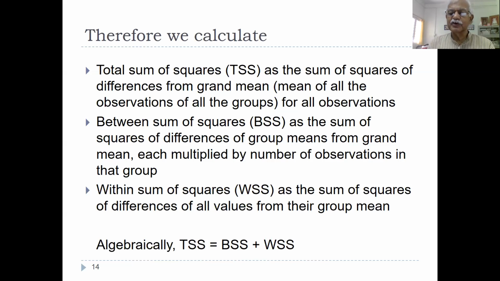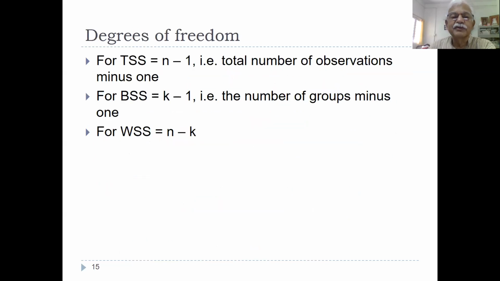Then the within sum of squares is the sum of squares of differences of all values from the means of their respective groups. And algebraically, it can be shown that the total sum of squares is equal to the between sum of squares plus the within sum of squares.